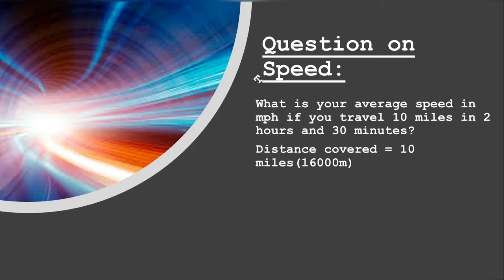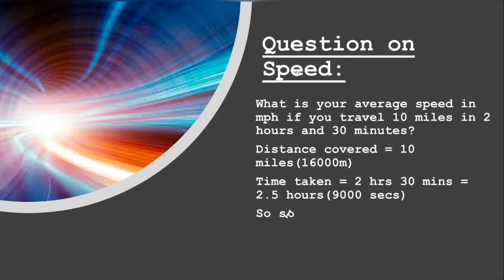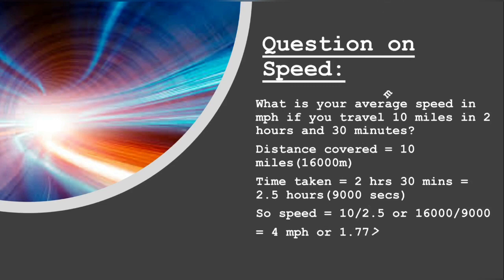So, distance covered is 10 miles. You can also write it as 16,000 meters. And time taken is 2 hours and 30 minutes, which is 2.5 hours or 9,000 seconds. So speed is equal to 10 divided by 2.5, or you can also write it as 16,000 divided by 9,000. So our final answer is 4 miles per hour or 1.777 meters per second. For a speed question, you can write it in miles per hour, kilometers per hour, or meters per second, but examiners usually prefer meters per second.